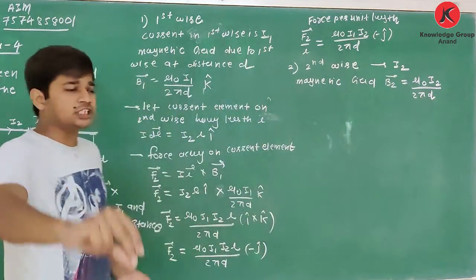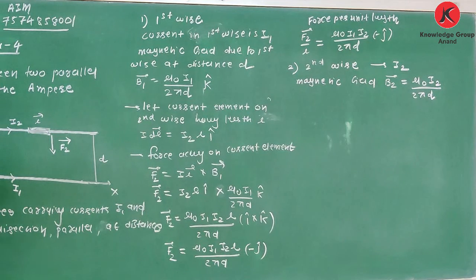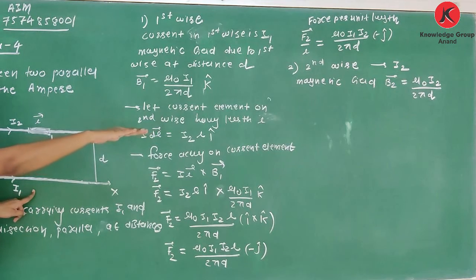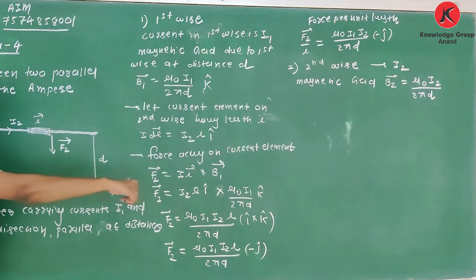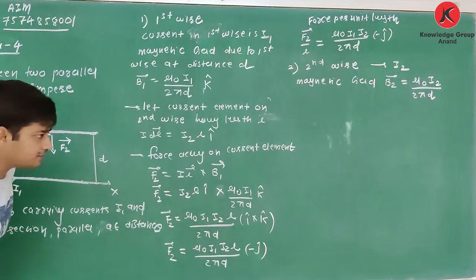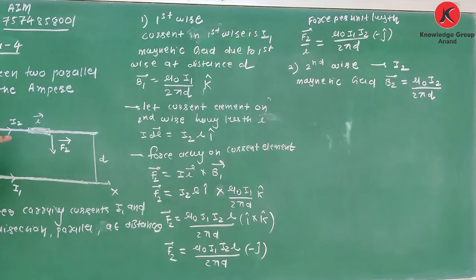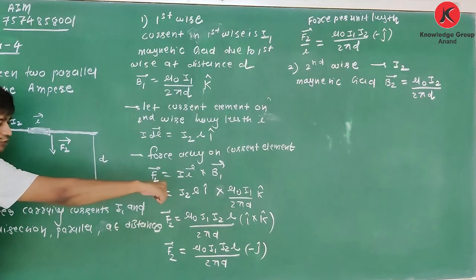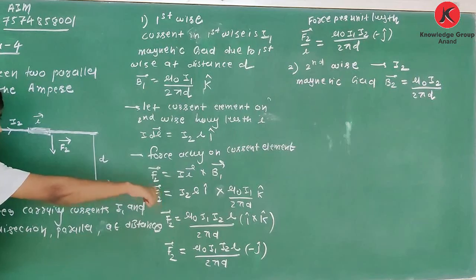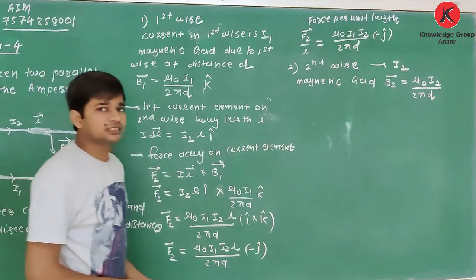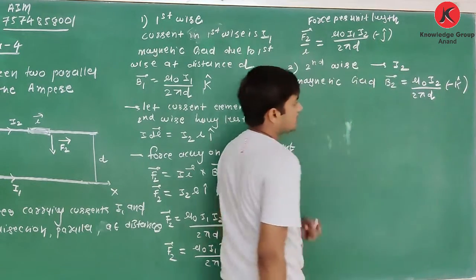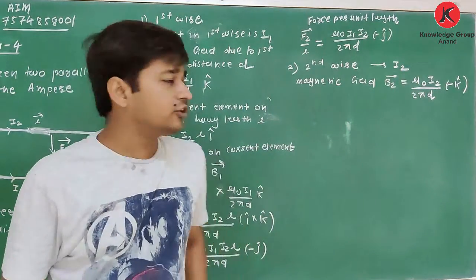What is the direction? See here, I2 is in this direction. Now the first wire is below it. Below it means we have to wrap fingers in this direction, so the thumb is moving perpendicular inward. Perpendicular inward means minus z-axis, means I can write it as minus k. Clear about this?